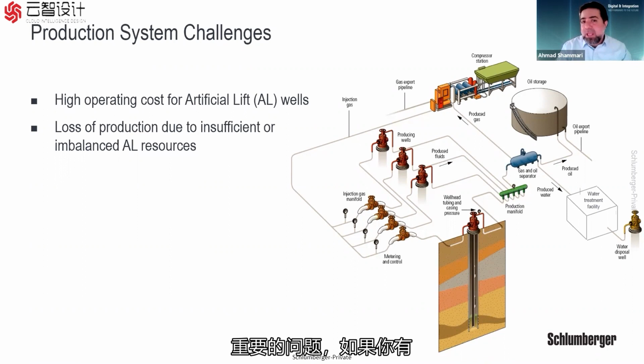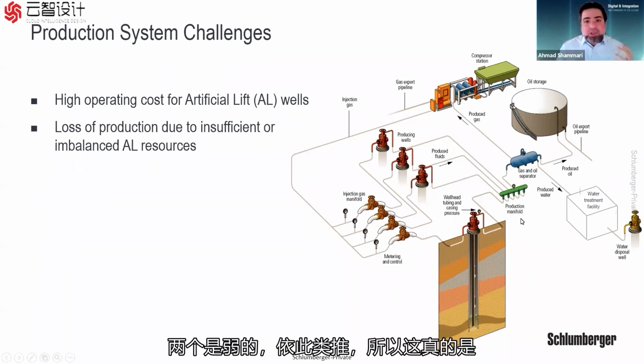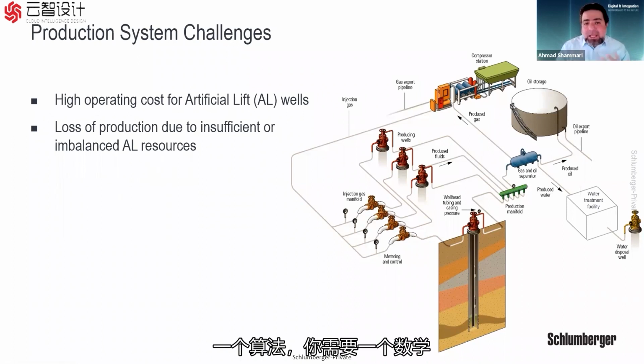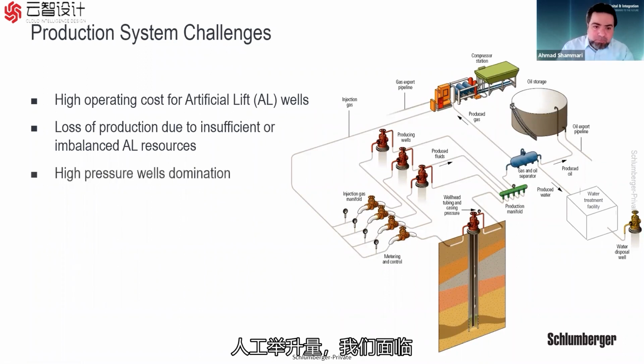And if you have, let's say, 100 wells or 200 wells, then the problem becomes really complex, because you have faraway wells, and wells connected to production manifolds, where 2 or 3 wells in the same manifold are strong and 2 are weak, and so on. It's really difficult to get this right. That's why you need an algorithm, a mathematical solver, to help you determine how you distribute the artificial lift quantity.